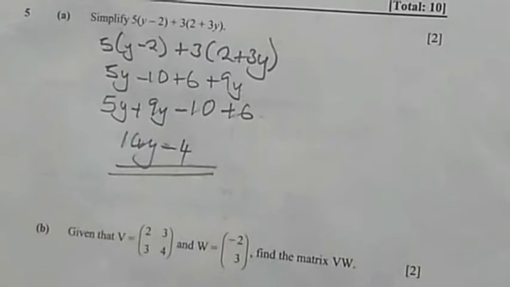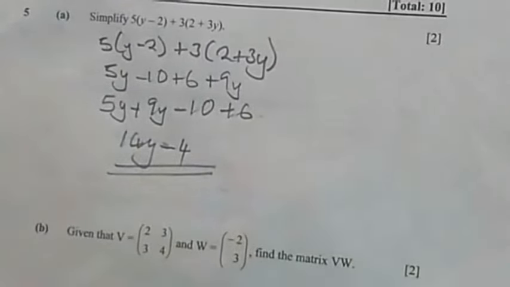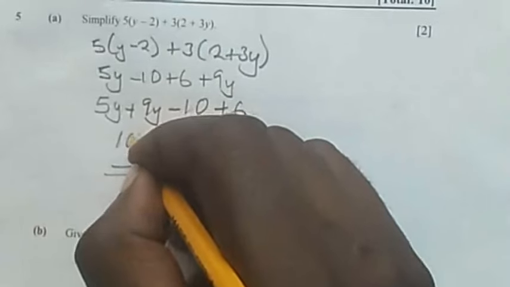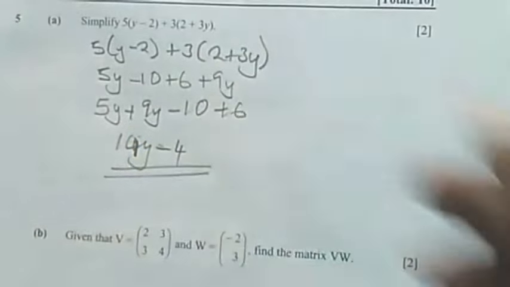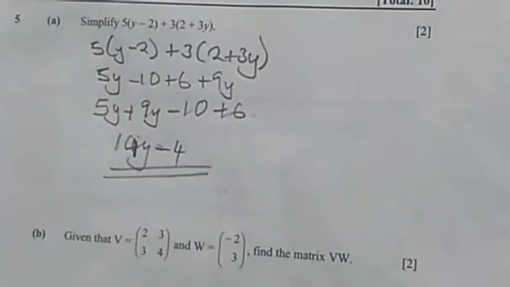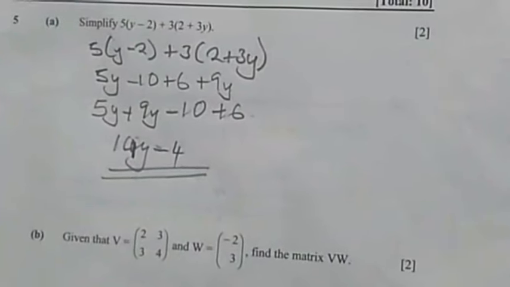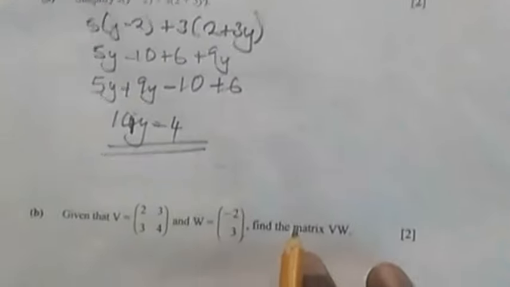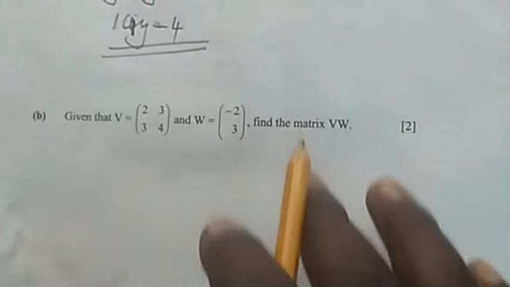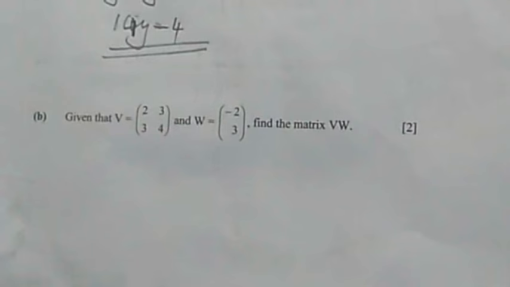Okay, so if you have got questions, you can ask. In case you are not sure what number this is, this is 4. This is 14y, so it's 14y minus 4. If you have got questions, you can ask. Otherwise, we go ahead and do the next question.